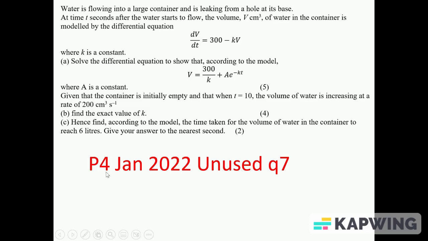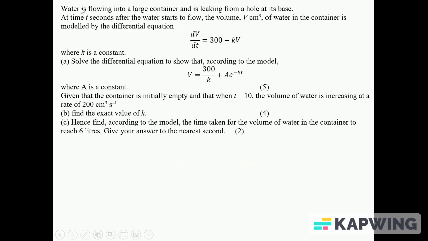Right, we've got the P4 international paper, Jan 2022, unused because it got leaked. And the question is actually about leaks, so good old Excel. Right, so water's flowing into a large container and leaking from a hole in its base. At time t seconds, the water starts to flow.